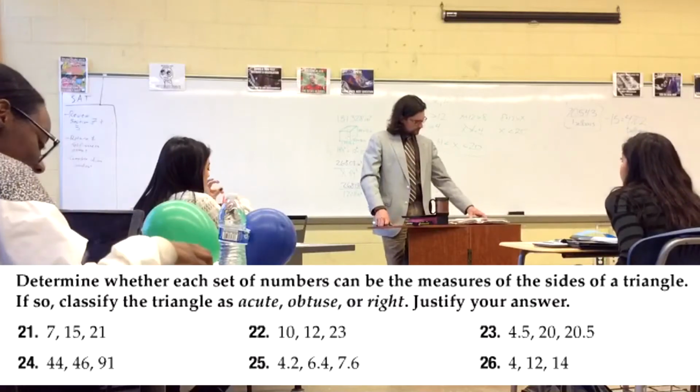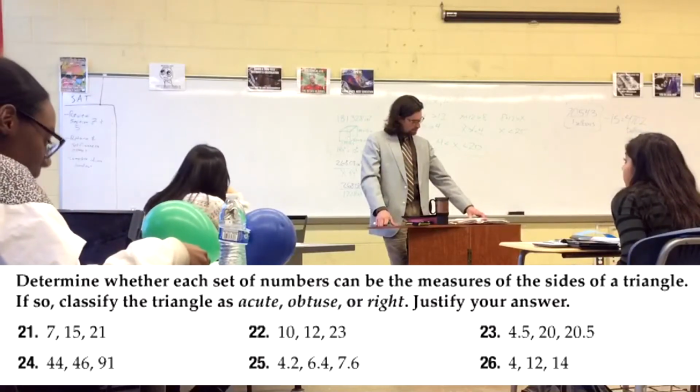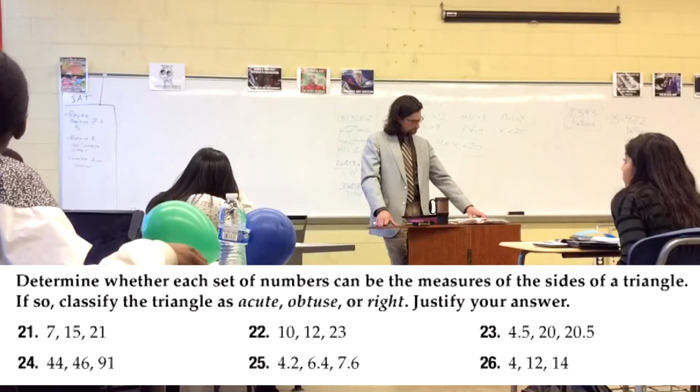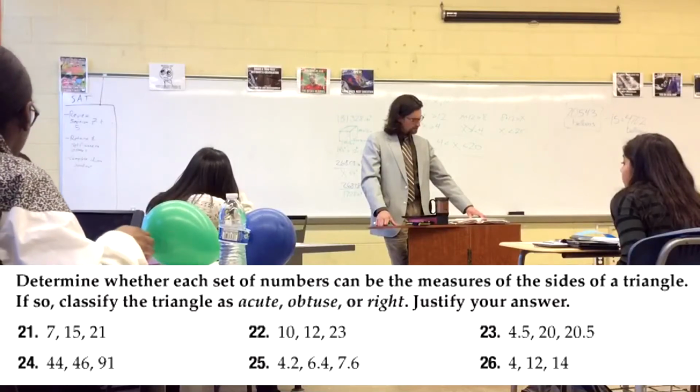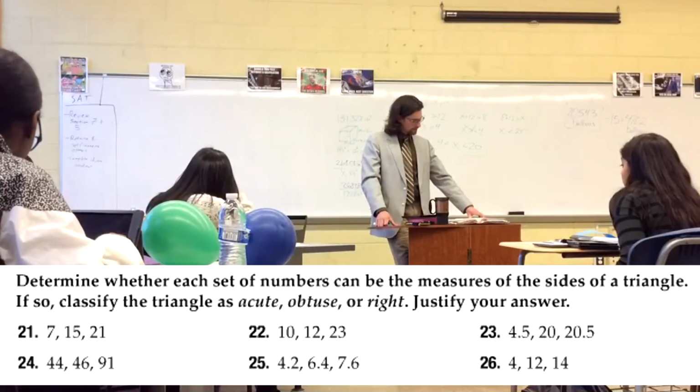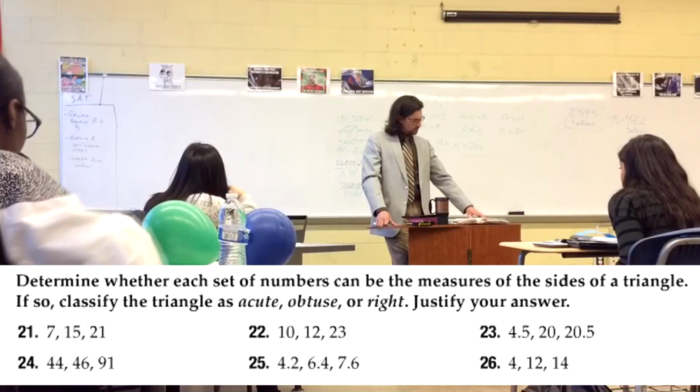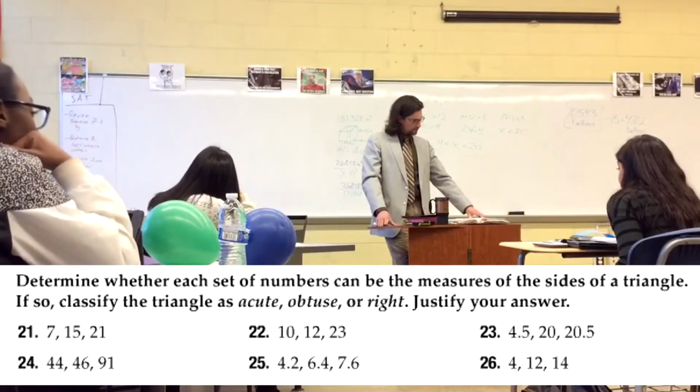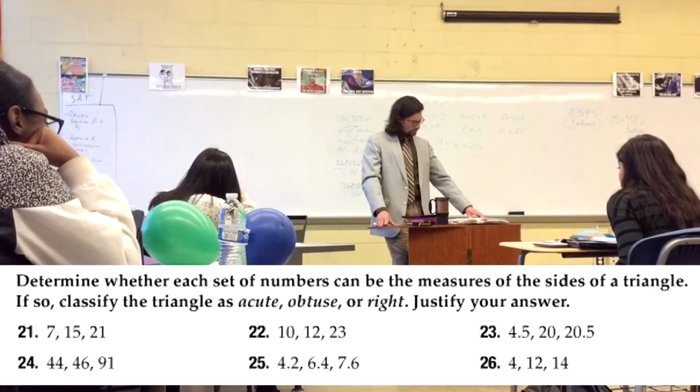There you are. This is an obtuse triangle, because the sum of your two smaller squares is less than your C square, or the greatest square. In 22, you cannot make a triangle, so we don't care if it's acute, obtuse, or right. In 23, you make a right triangle.